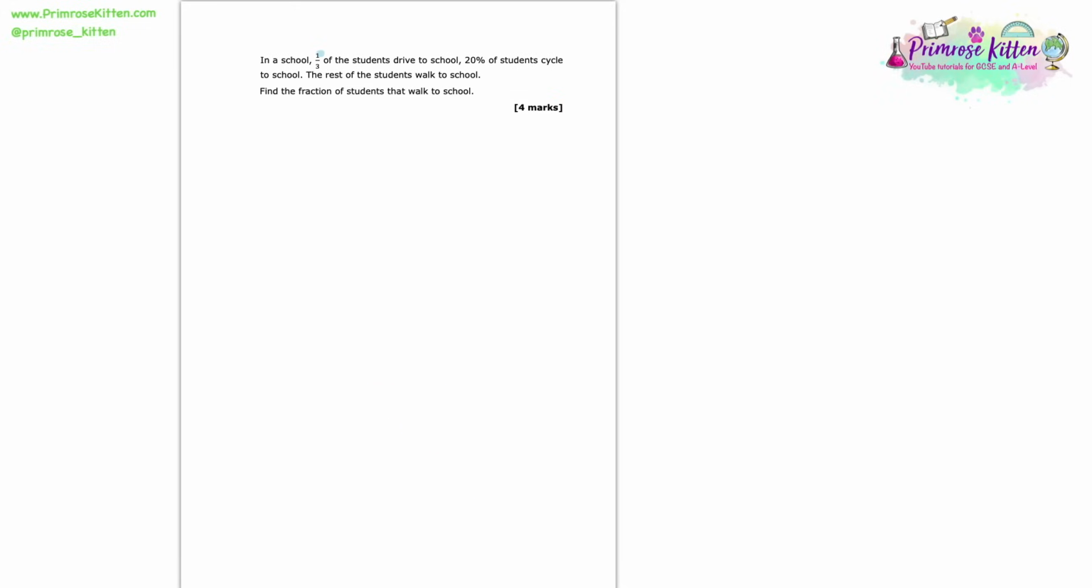In a school, 1/3 of the students drive to school, 20% of the students cycle to school, and the rest of the students walk to school. Here we're asked to find the fraction of students that walk to school. So let's summarise what we know. So we are told here that 1/3 of the students are going to drive to school. We're also told that 20% of the students will cycle to school. Now we want that as a fraction because we need the answer in a fraction.